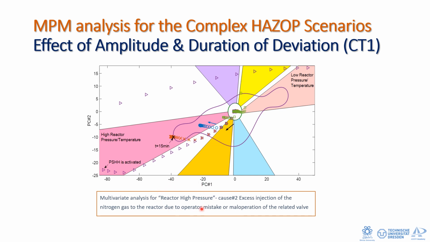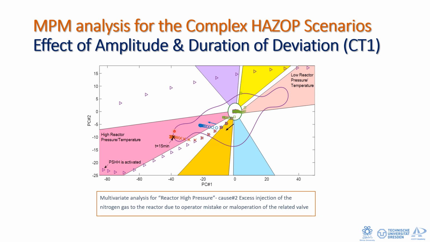The second scenario is reactor high pressure due to more injection of nitrogen gas to the reactor. Monitoring results for 5% nitrogen gas flow rate increase in the first reactor show a sudden pressure increase and consequently temperature increase in the reactor. 9% nitrogen gas flow rate increase results in process data exceeding the safe critical limit in 15 minutes.